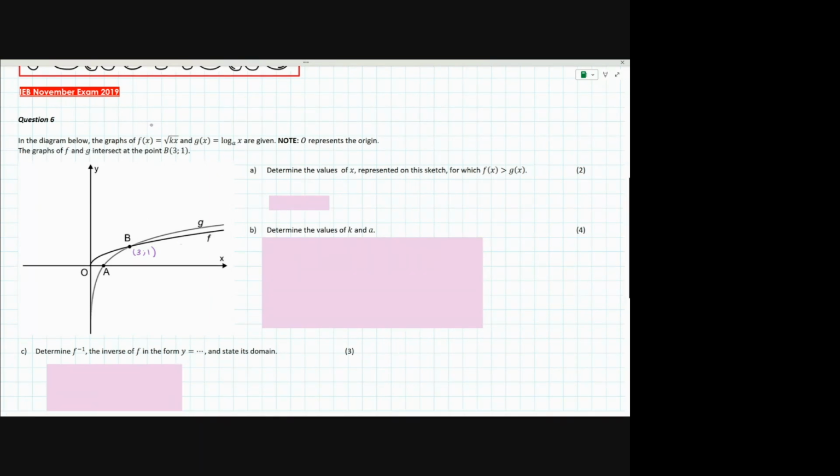And then importantly, just in terms of the type of graphs you have, f of x is a root function, and so that would mean its inverse is a parabola or quadratic. And then g of x is obviously a log function, which means its inverse would be an exponential function. Now, the reason I'm making the statement is because 9 times out of 10, if you're given a log or a root function, somewhere along the line, a question on the inverse is going to come up.